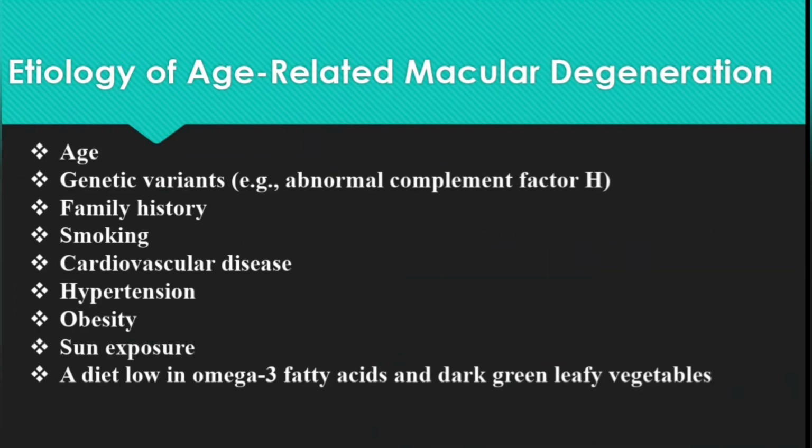Starting with etiology, right? The name of the condition is age-related, so the first risk factor is age. Other causes include genetic variance, for example, abnormal complement factor H, family history, smoking, cardiovascular disease, hypertension, obesity, sun exposure, a diet low in omega-3 fatty acids and dark green leafy vegetables. Right, so this can be the cause.